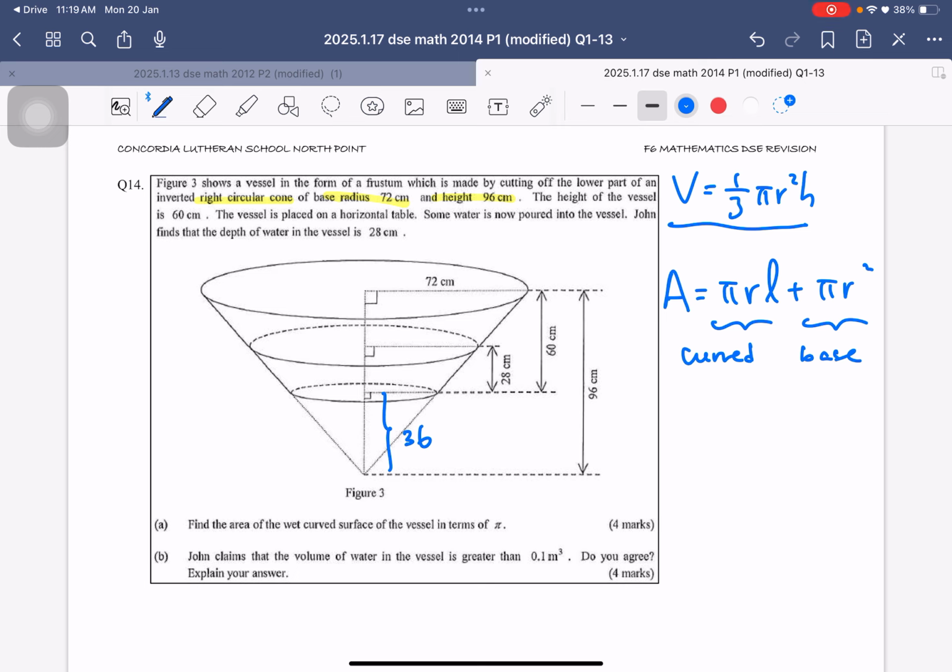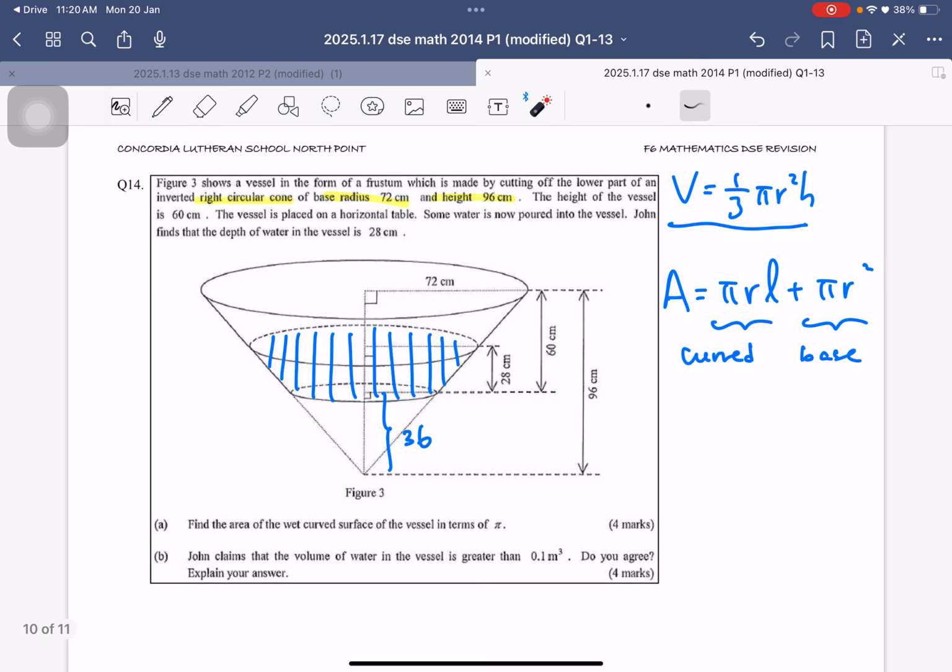Now the vessel is placed on a horizontal table. Some water is now poured into the vessel. So we have some water. The depth of the water in the vessel is 28 cm. So this part is 28. So the water part is this, isn't it? This is your water part. I just want the slant height and then just minus this.